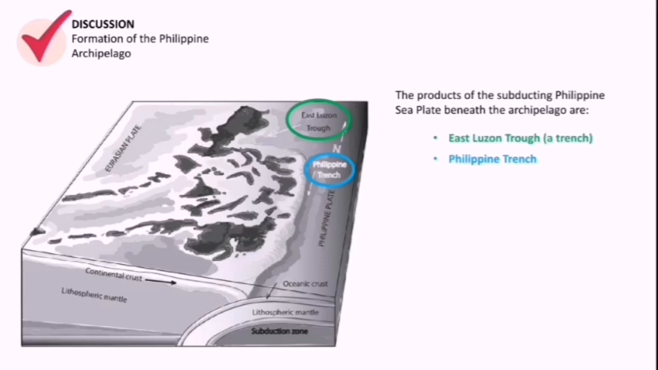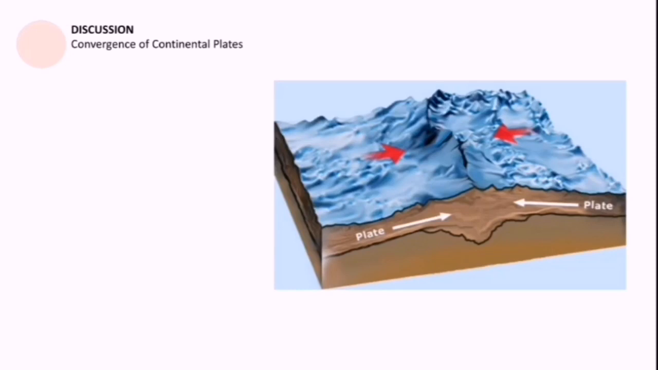And one of the evidences that support this is the existence of these trenches, the East Luzon Trough and the Philippine Trench. There it is. So, you see that there is a subduction zone as well in the illustration. That also means that there were colliding plates. Right? Because one of the major events or features that are going to be produced when there's convergence is a subduction zone. So that ends the discussion regarding the formation of the Philippine archipelago. The next discussion is going to be regarding the convergence of continental plates.